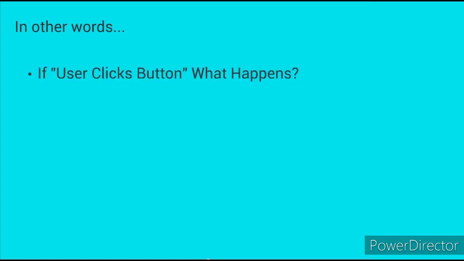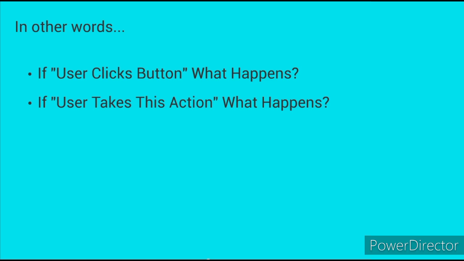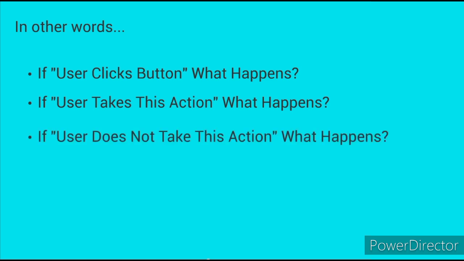So in other words, let's say for example a user clicks a button, you're going to write down what happens. If the user takes a specific action, then what happens? If the user does not take that action, then what happens? You're really going to have to figure out all the steps of the process, and what happens if this happened, then this happened. If this does not happen, then this does not happen. Or if this does not happen, what happens?